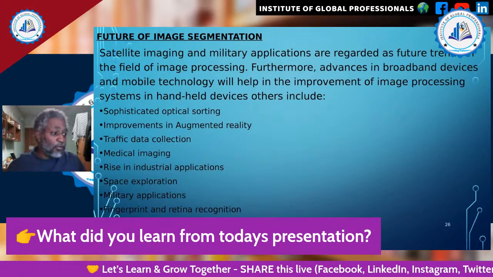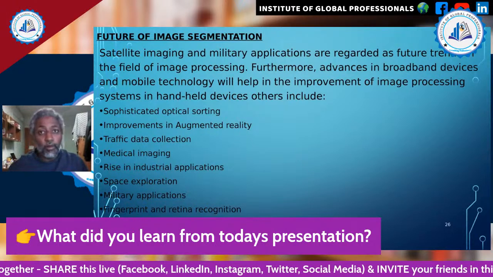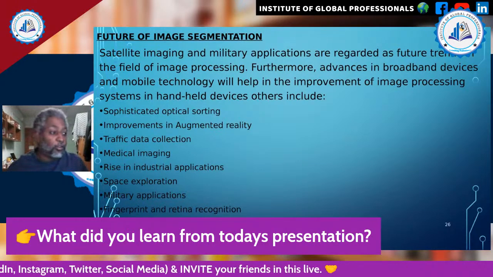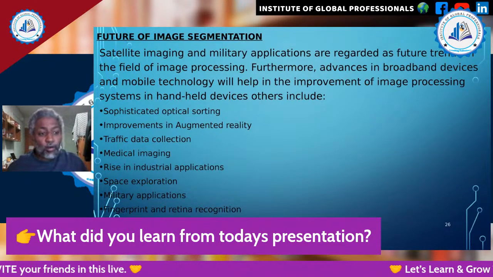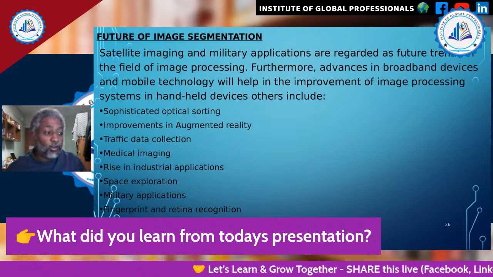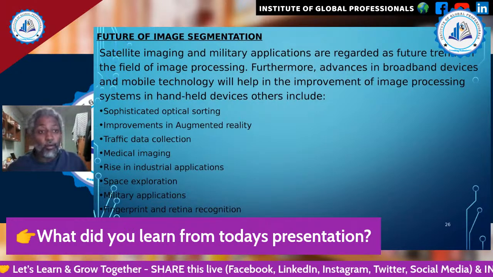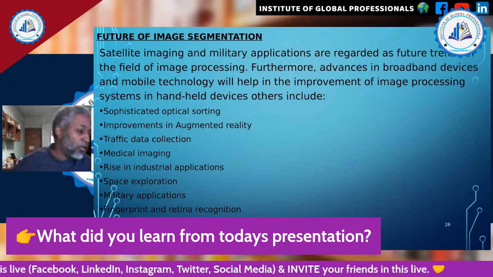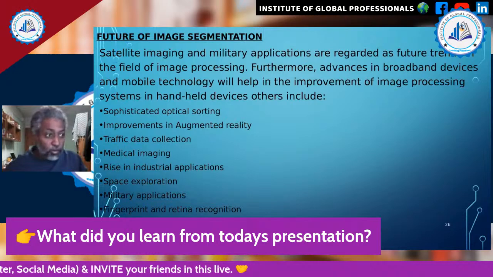We have fingerprint and retina recognition with a lot of institutions or organizations. They use this for security reasons. If you're a worker or you're trying to gain access into a facility, you have to provide all this, especially if you're going into different countries now with the security situation. Improvements in stereography, and lastly, morphological image processing.